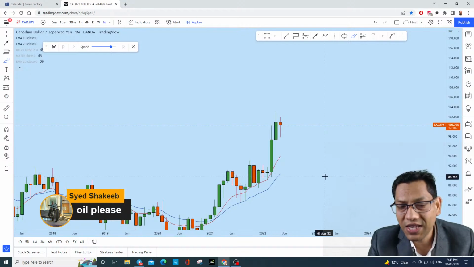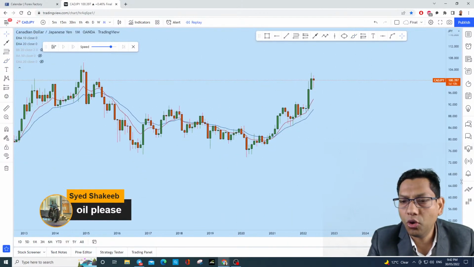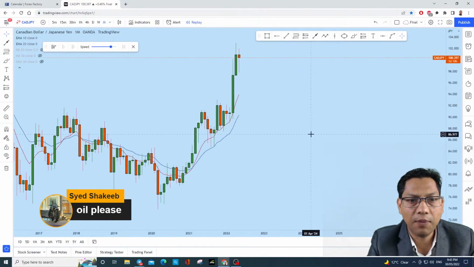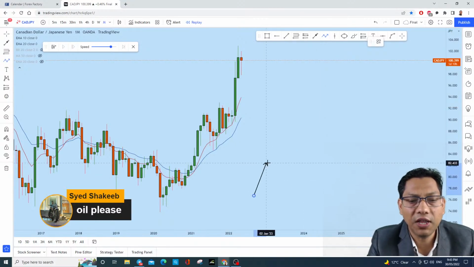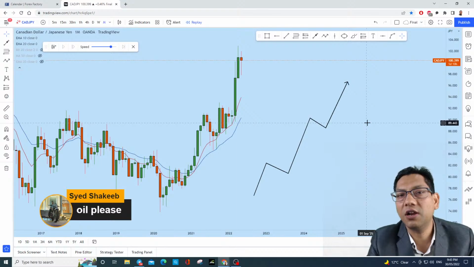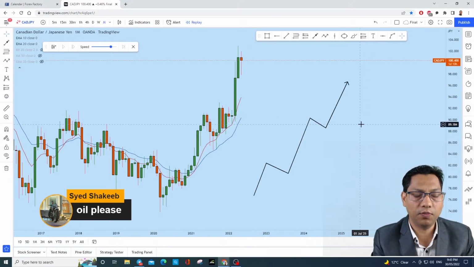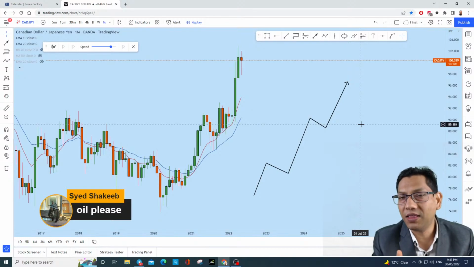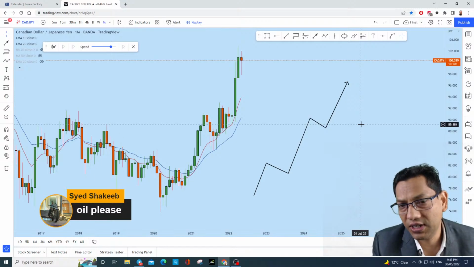CAD JPY is highly bullish because overall, since 2020 the price is in an uptrend. So how do you know a trend is up or down? It is from the market structure. See, the uptrending market structure is like that. Always look at the bigger picture for a trend direction, any kind of direction. So the bigger picture, that means the monthly and weekly, will give you a clear direction in the market.